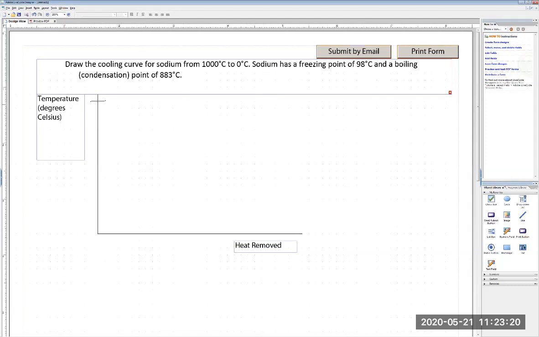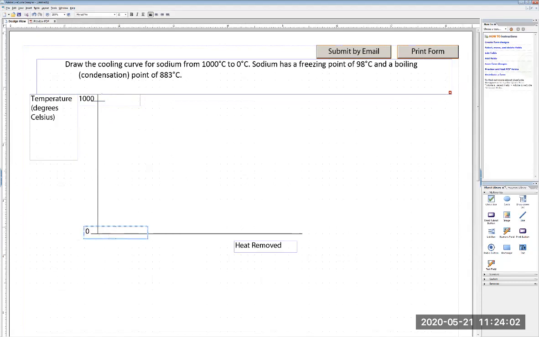Okay, that's going to be my 1000 point. Okay, well, we know it's degrees Celsius because I have it labeled in the temperature, right? So let's say this is 1000 here. To 0. So let's say here it's going to be 0.